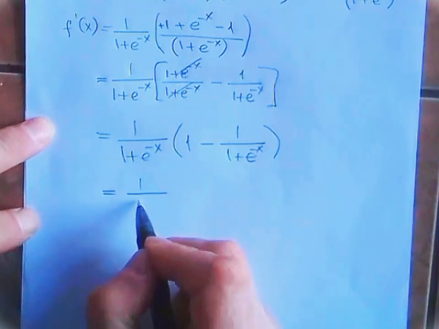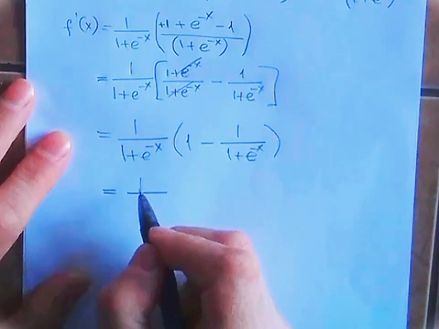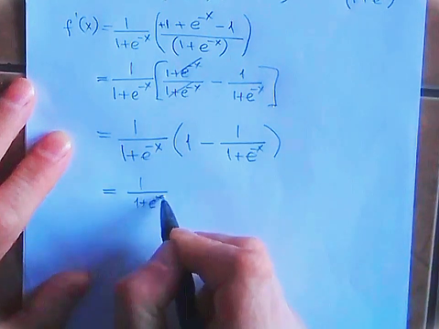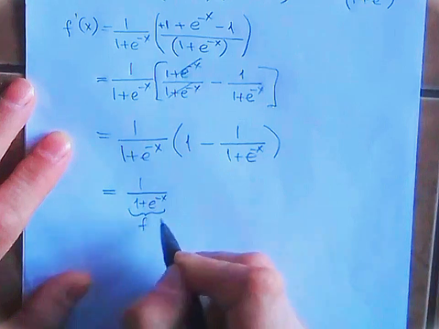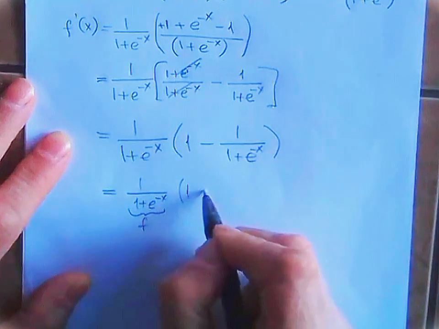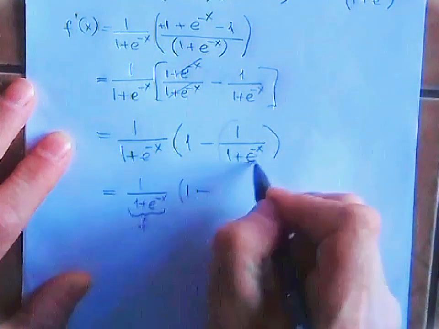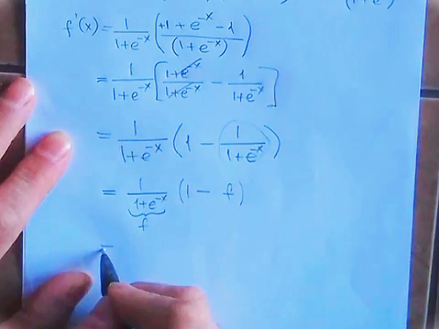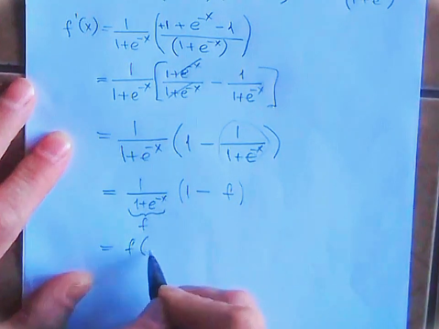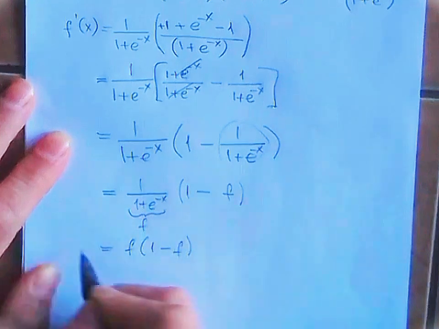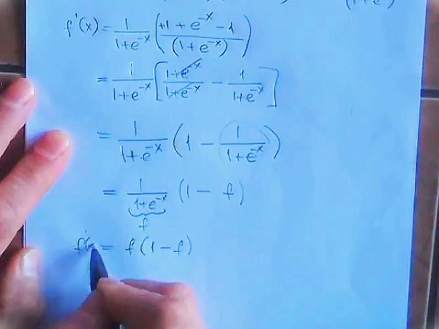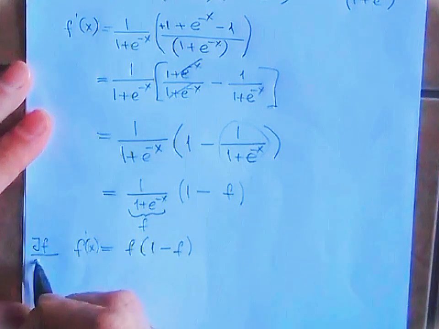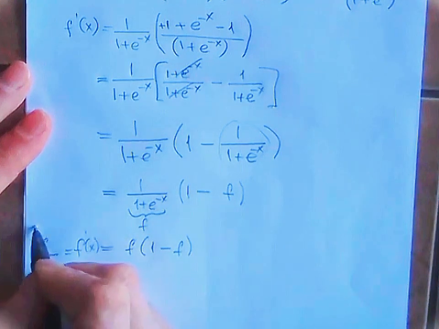1 times f, 1 minus here also f, and it makes f times 1 minus f. Because we can also make it like this, the f derivative from x is equal to this one.